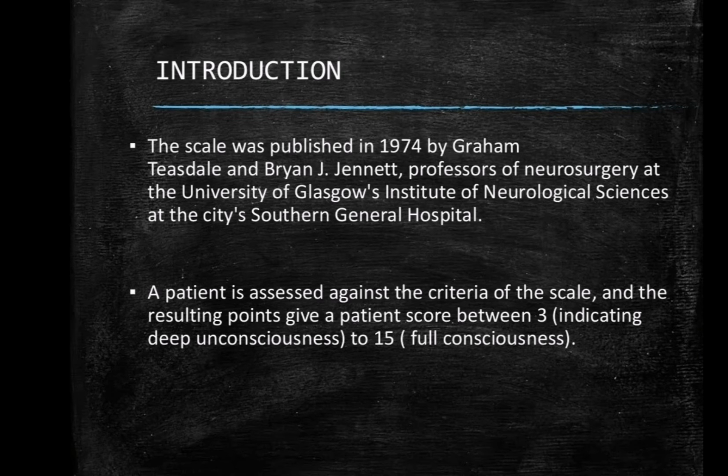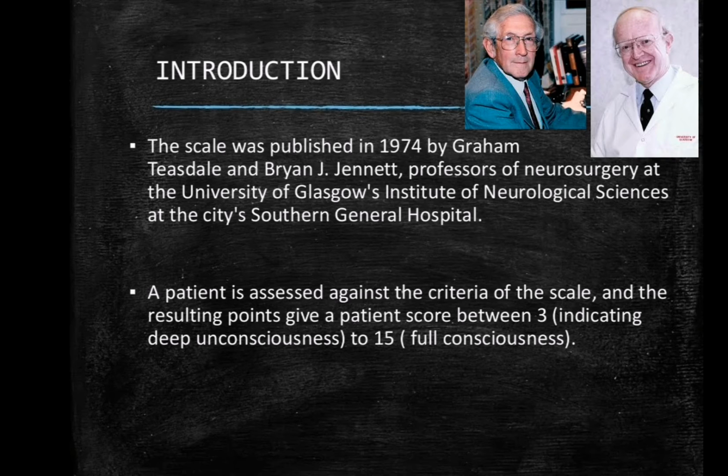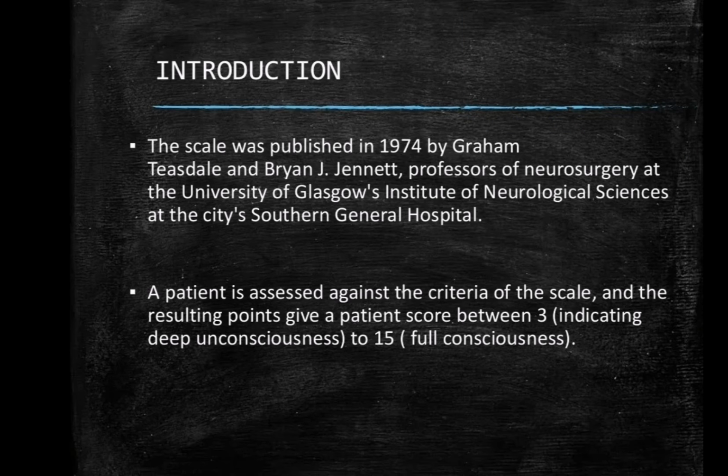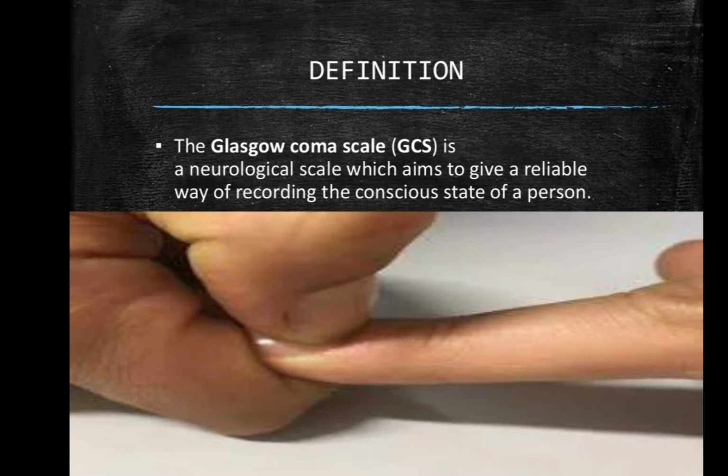For the introduction, the scale was published in 1974 by Graham Teasdale and Bryan J. Jennett, professors of neurosurgery at the University of Glasgow's Institute of Neurological Sciences at the city's Southern General Hospital. A patient is assessed against the criteria of the scale, and the resulting points give a patient score between 3, indicating deep unconsciousness, to 15, full consciousness.